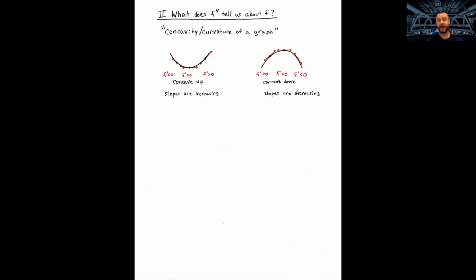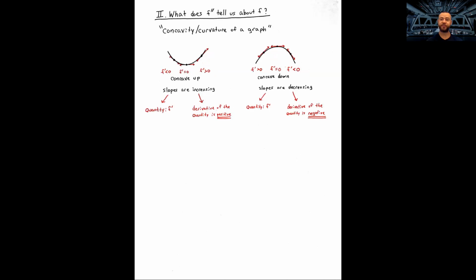On the concave down graph or shape, it's the opposite. The derivatives are decreasing, going from positive, 0 to negative. So on the right side, for the concave down part, the slopes are decreasing. Now this is where we tie it into second derivatives, since there's a notion of a derivative in each part.